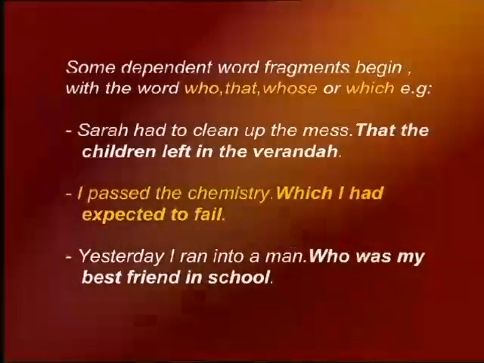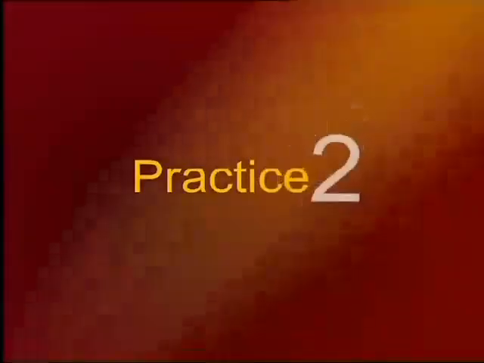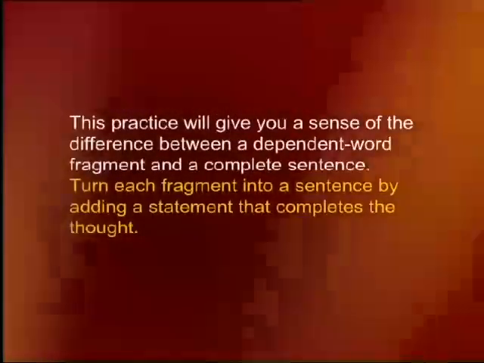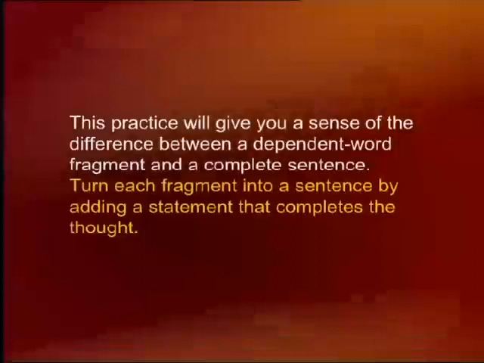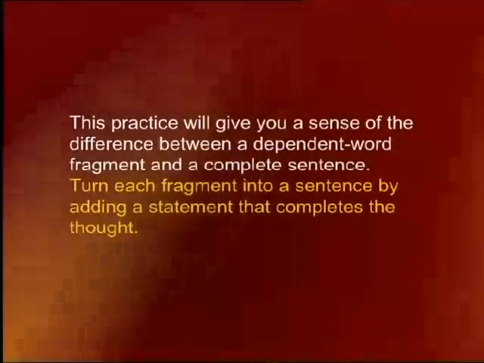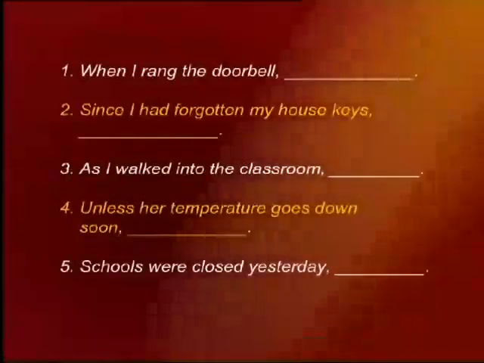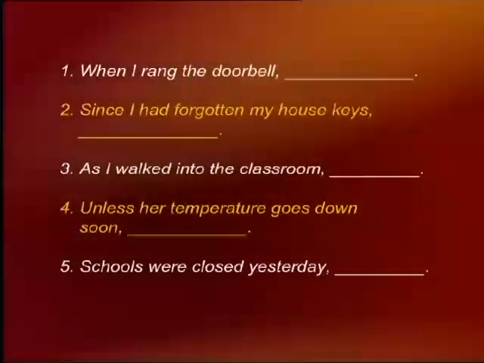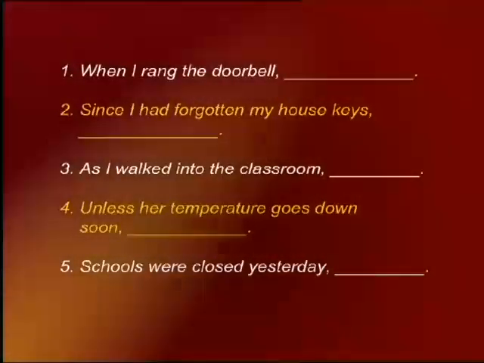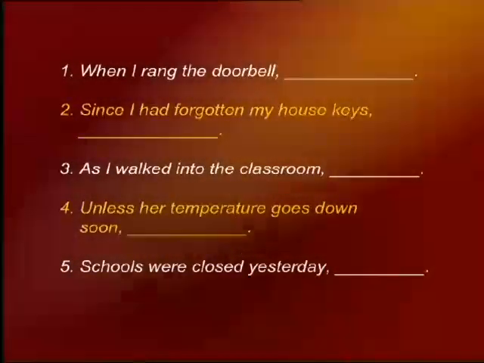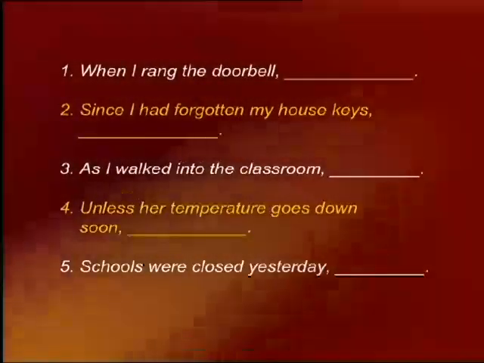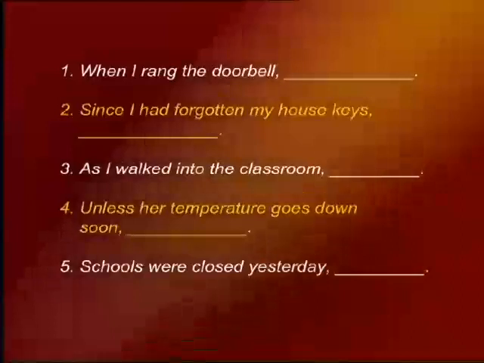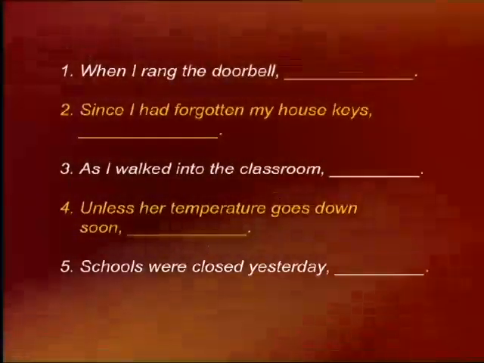Right? Now, another practice. This practice will give you a sense of the difference between a dependent word fragment and a complete sentence. Turn each fragment into a sentence by adding a statement that completes the thought. Look at these 5 examples. You have to add something on. When I rang the doorbell, add a statement that will complete the sense of what you have earlier. You can write, when I rang the doorbell, the lights of the house went out.